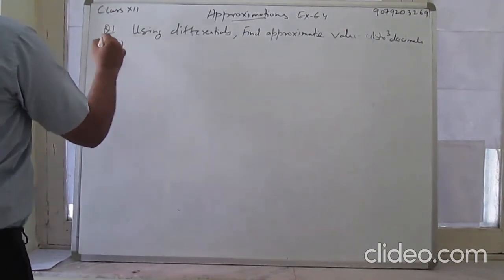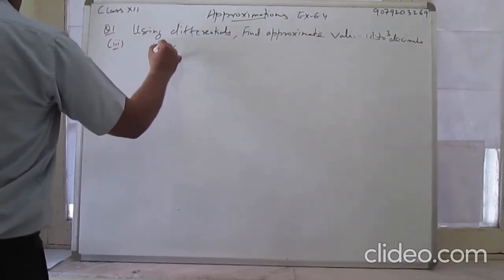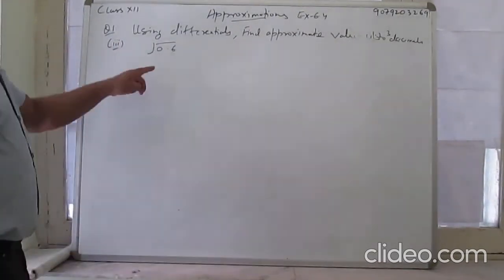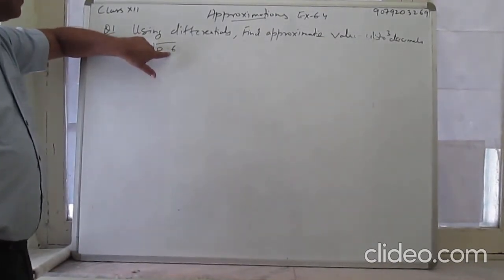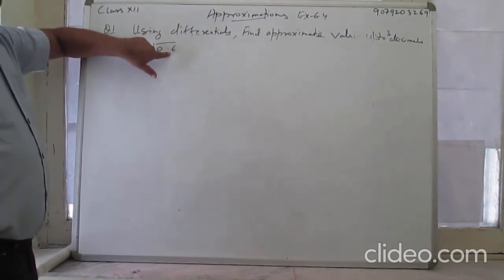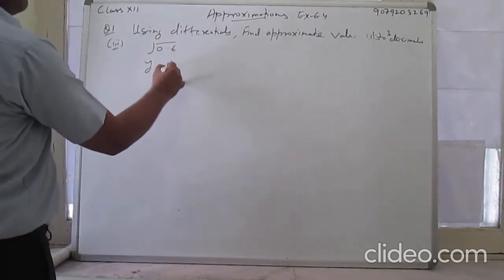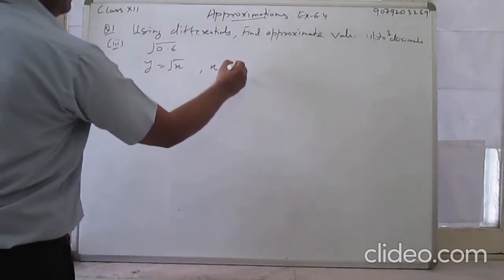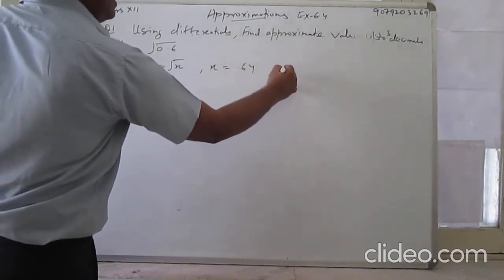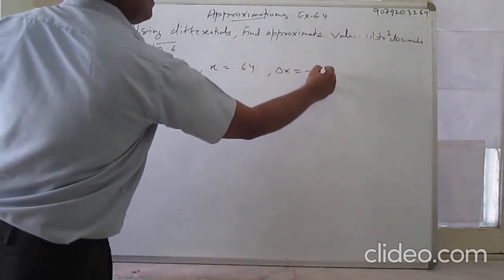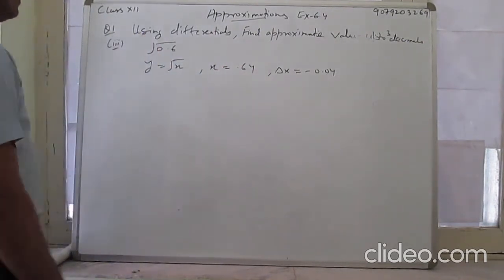Third part, it is given to you root 0.6. 6 का स्क्वायर रूट किसके पास आएगा? 8 8 जा 64. So y is in the form of root x. x you can take 0.64, 8 8 जा 64. 0.64 में delta x अगर 0.04 सब्ट्रैक्ट कर दूं तो you will get 0.60. Yes or no?